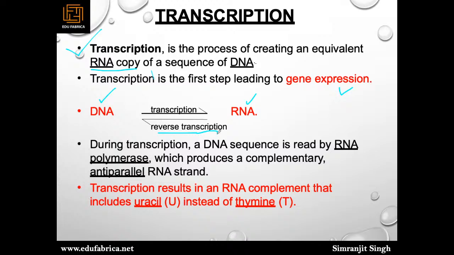And during this transcription, the DNA sequence is read by the RNA polymerase, which produces complementary antiparallel strands. So RNA polymerase is the key enzyme which is helping in the production of your RNA. And also in transcription, the RNA complement includes uracil instead of thymine. So whenever the A is there on the top, instead of T on the mRNA, it will produce U.